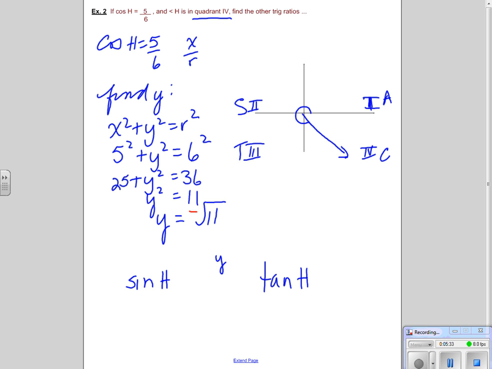Sine of h is y over r. Our y value is negative root 11, and the r is 6. Tan of h, tan is y over x. Our y value is negative root 11, and our x value is 5. We have all three trig ratios.